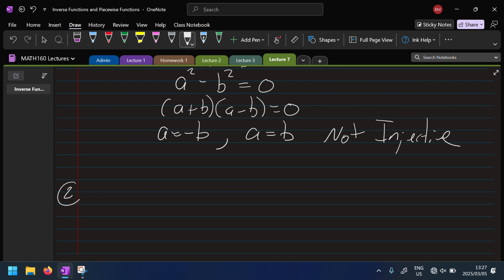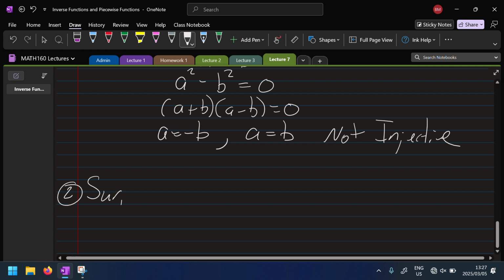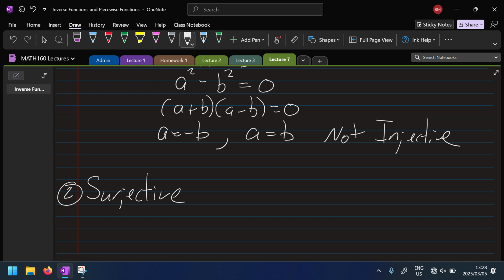Property number 2 is called surjectivity. So we say a function is surjective. Okay, so a function can be injective. That was property number 1. A function can also be surjective. That's property number 2. It also has an alternate name, onto.